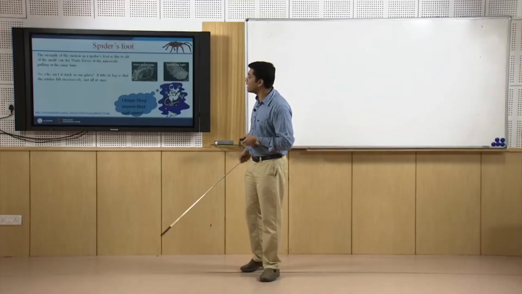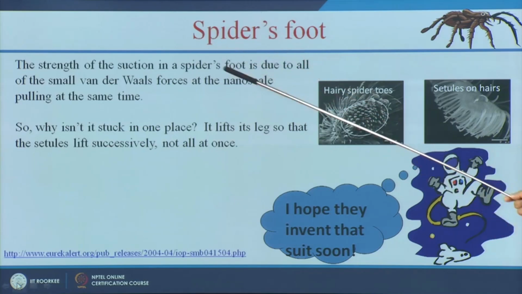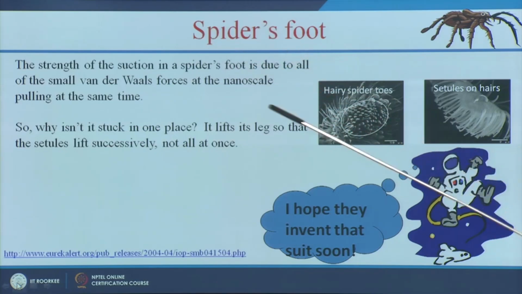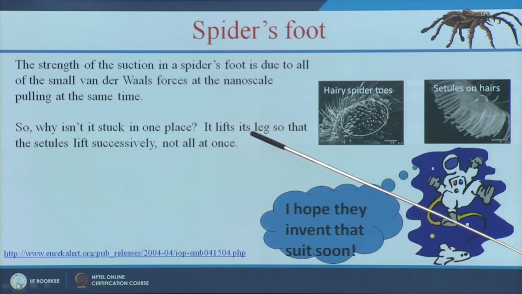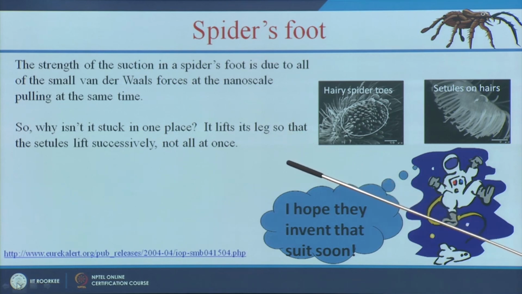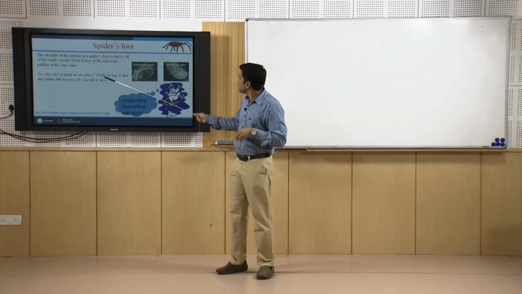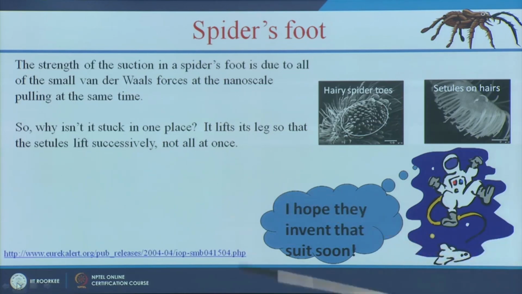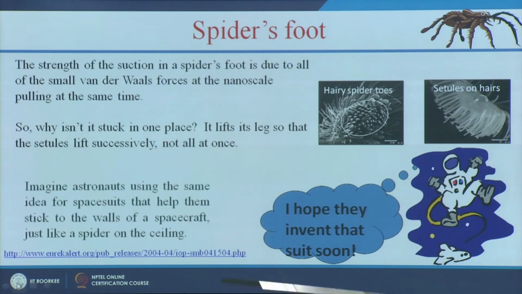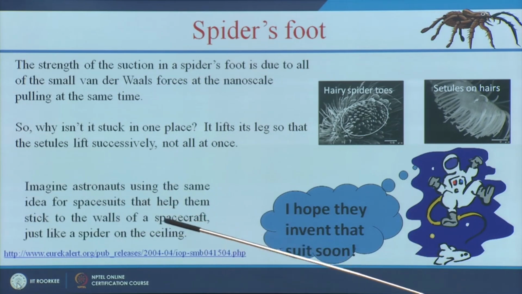And let us see another example, that is spider feet, and the spider foot is also based on these nanostructures. So if you see that the spider foot also has that nanoscale pulling at the same time, and it lifts the leg, so the setae are lifted successively, not all at once. If you see how the spider walks, it lifts the leg slowly and it will walk. That means it lifts its leg so that all the setae lift successively, not all at once. So based on that we can have space suits for astronauts, so that will help them to stick to the walls of spacecraft like a spider.